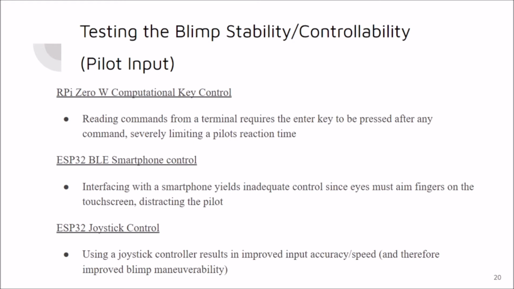And then for the pilot inputs, since these were going to be remote controlled, we started off with our first prototype taking commands from a keyboard, way too slow. We upgraded to smartphone control using a touchscreen instead. Again, still too slow, even though it was better. The best we could do is the joystick control, much more natural, taking a range of values rather than a discrete on-off switch to control the blimp.